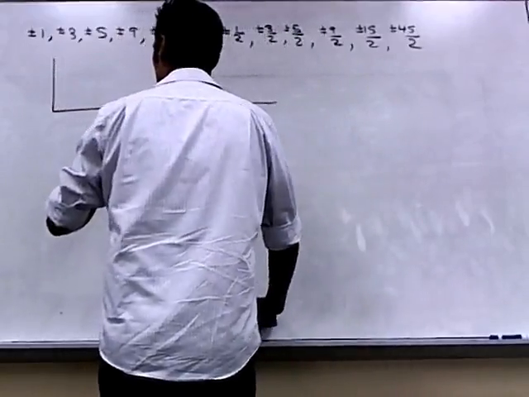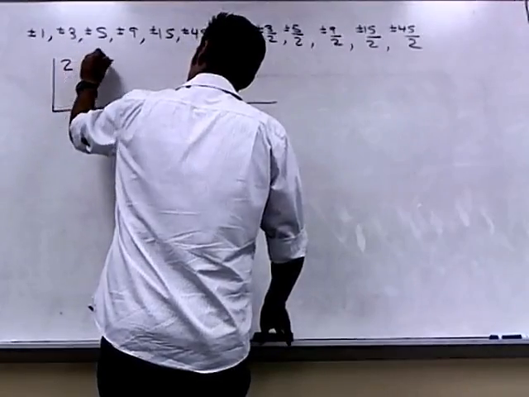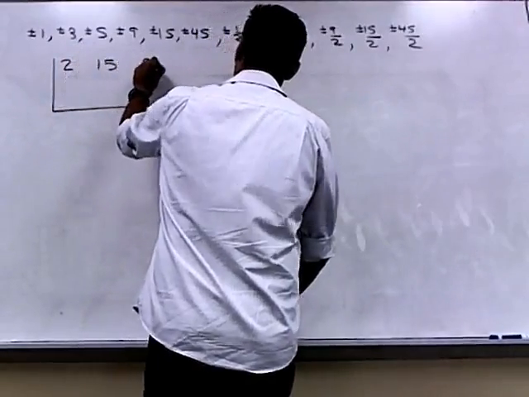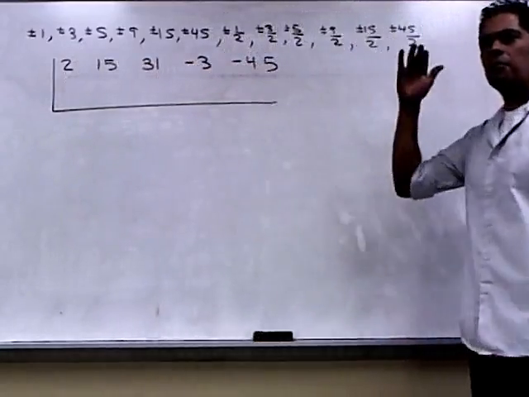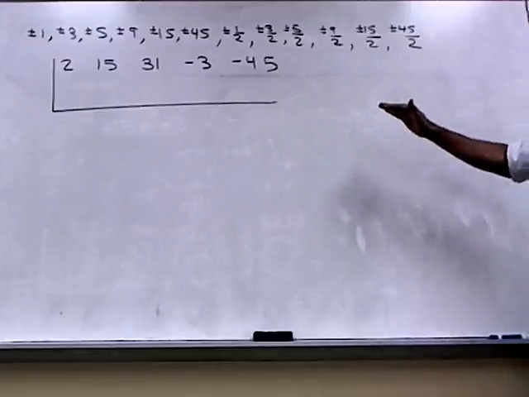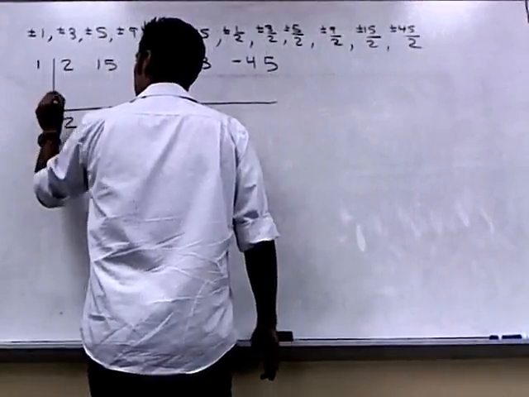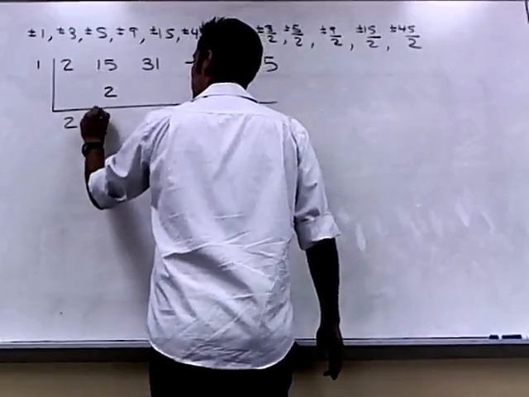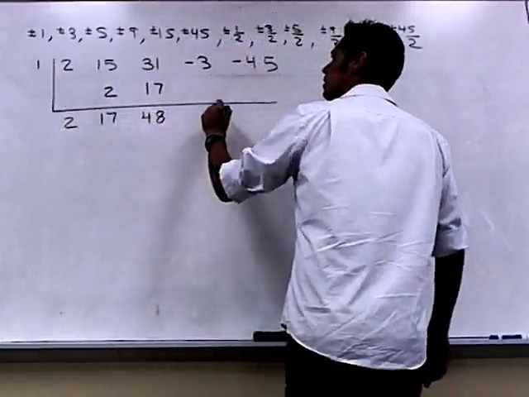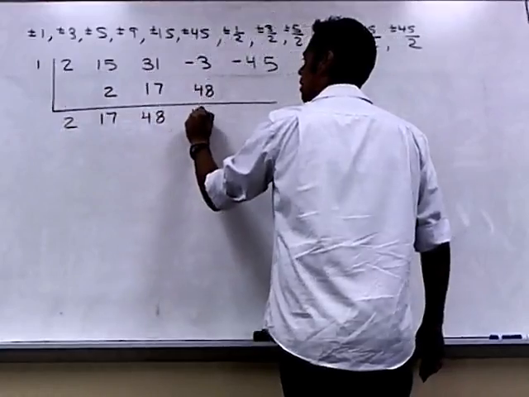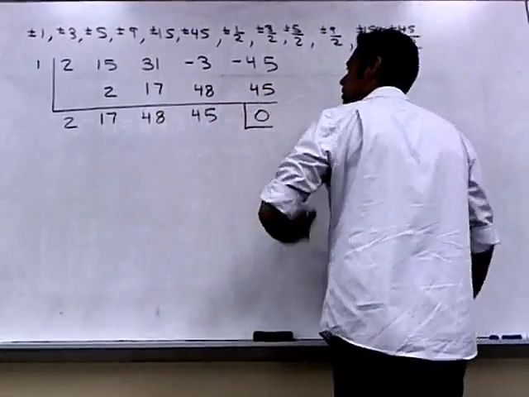We have as our numbers what? 2, 15, 31, -3, -45. Go through, double check, make sure your signs are correct, and now start your synthetic division, starting with 1. Cross your fingers, pray, whatever it is that helps you get through. 48, 48, 40, oh, no way. First try? Right, first try.